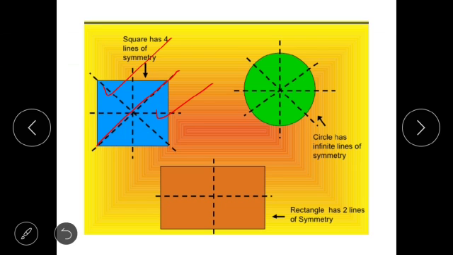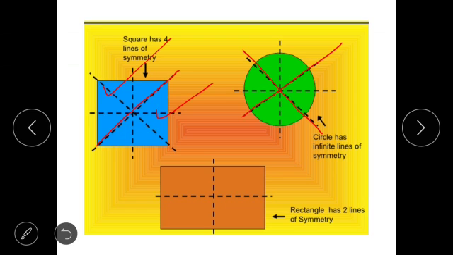Also, a circle has infinite lines of symmetry because through the center of the circle we can draw an infinite number of diameters. That is why it has infinite lines of symmetry. Here each diameter is a line of symmetry. Through this center point, we can draw infinite diameters. That is why a circle has infinite lines of symmetry.